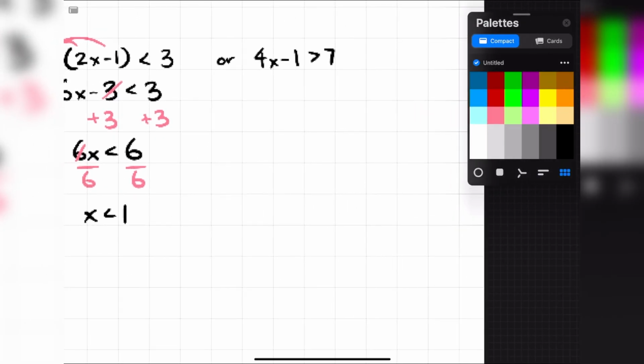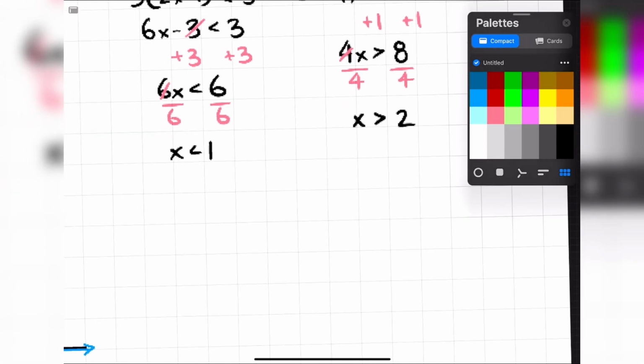Other side, we're going to add 1 to both sides to cancel out this 1 here. Now we have 4x is greater than 8, to which we will divide both sides by 4, canceling out the 4 here. Now we have x is greater than 2.